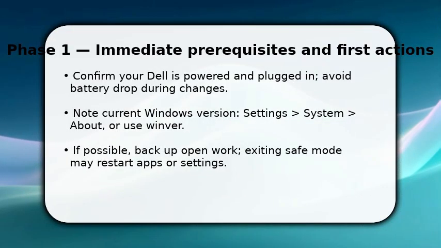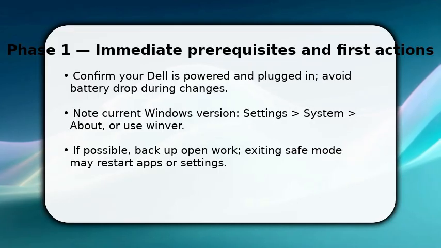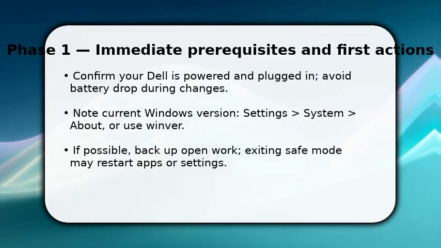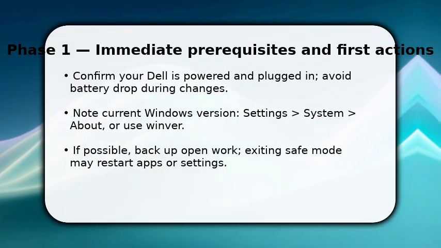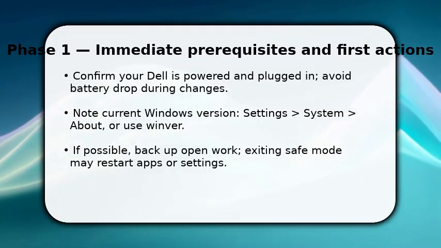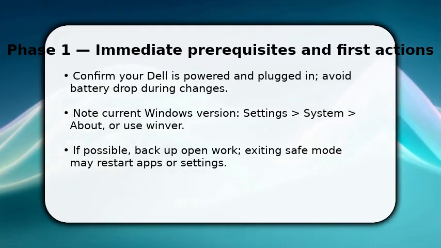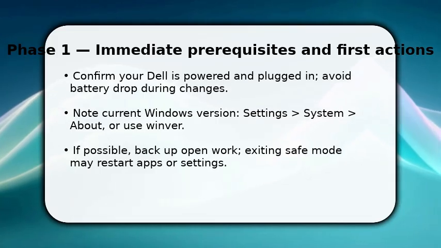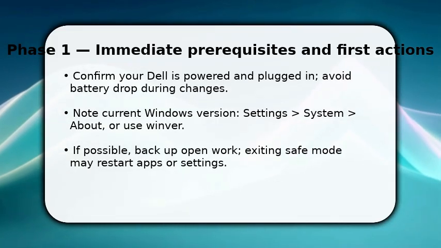You begin by making sure the Dell stays powered. Plug it in so a shutdown doesn't interrupt the process. Next, check your Windows version with WinVer or settings so you know which menu labels to expect. Once done, save open files because we'll restart the machine. Restarting exits many temporary safe mode states.